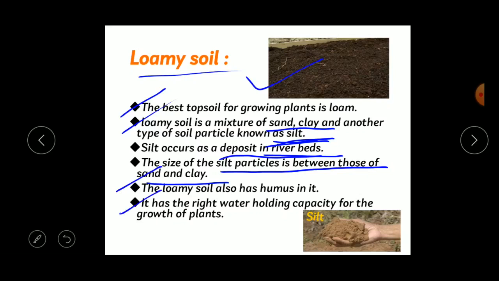Next, it has the right water holding capacity for the growth of plants. So this soil has the right water holding capacity for the growth of a plant, so it can hold the water very well. That's why plants can grow very well in loamy soil. Here you can see this is the silt, and this is the loamy soil.